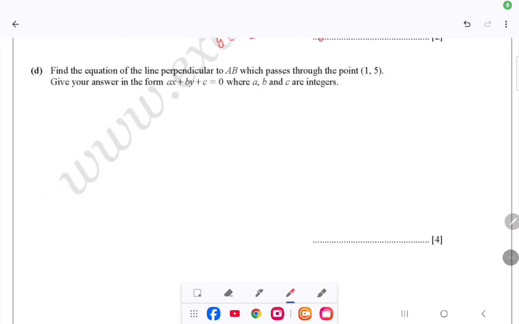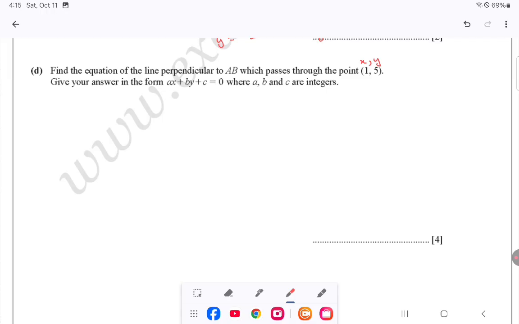In part D, find the equation of the line perpendicular to AB which passes through the point (1, 5). Give your answer in the form ax plus by plus c equals 0, where a, b and c are integers. Now they say that the line is perpendicular to AB.